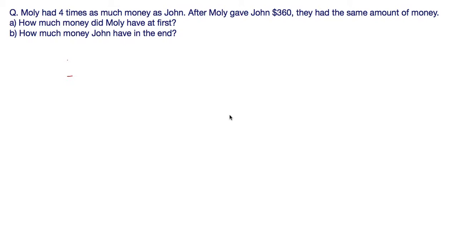So today I have a very interesting problem on whole numbers. Okay, it's a word problem. So let's look at it.